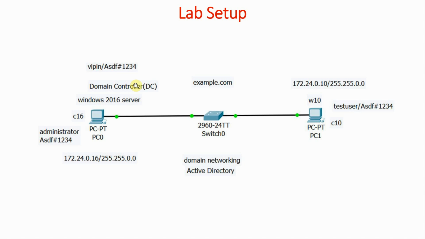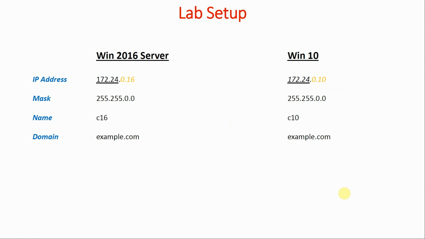vpn/asdf #1234, and then we will see whether this user is able to log in from this Windows 10 system or not. If the user is able to log in from this system, that means we have successfully implemented our domain type of networking. Now again, this was our structure.